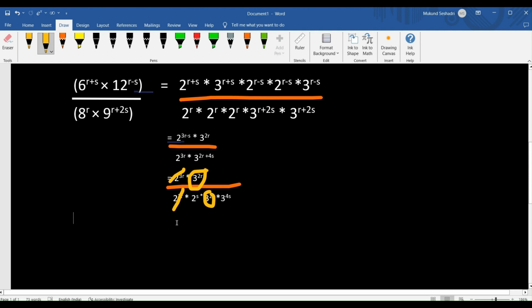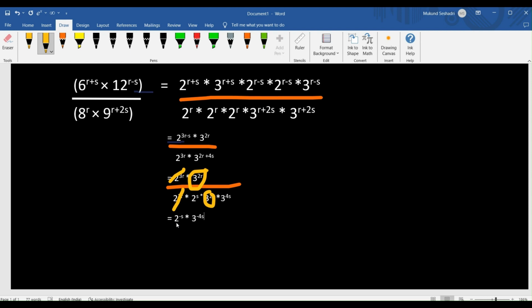That leaves us with an expression that has only s, right? You rewrite it. So we have 1 divided by 2 to the power s into 3 to the power 4s, both 2 to the power s and 3 to the power 4s in the denominator, right? So I'm going to bring it up. That makes it 2 to the power minus s into 3 to the power minus 4s, right? This is the final expression.